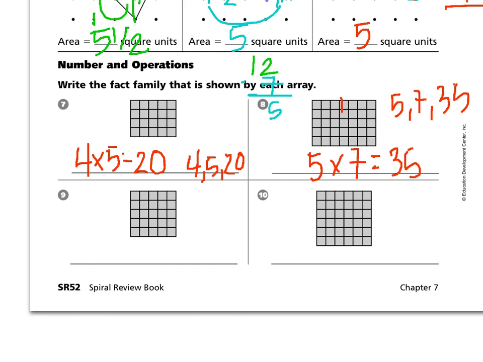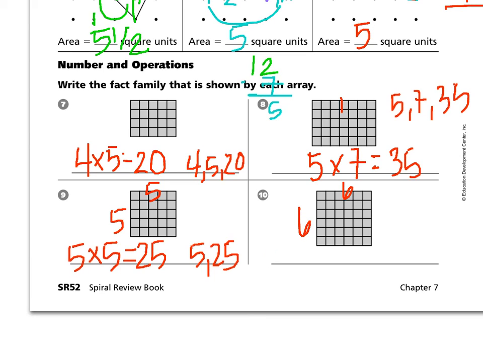Your ninth one is a 5 by 5. So your fact family is 5 times 5, which equals 25, or 5 and 25. This is a 6 by 6, which I know 6 times 6 is equal to 36. So 6 and 36 are your fact family.